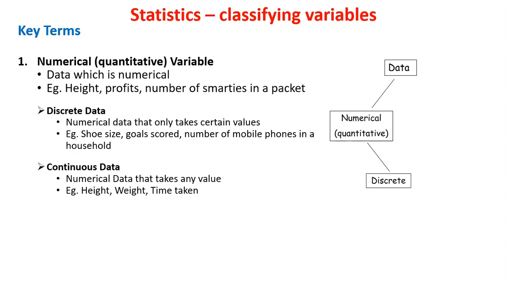Continuous means it can take any value. Discrete means there's only set numbers it can take. So that classifies all of our numerical or our quantitative data. Okay, data that contains numbers.